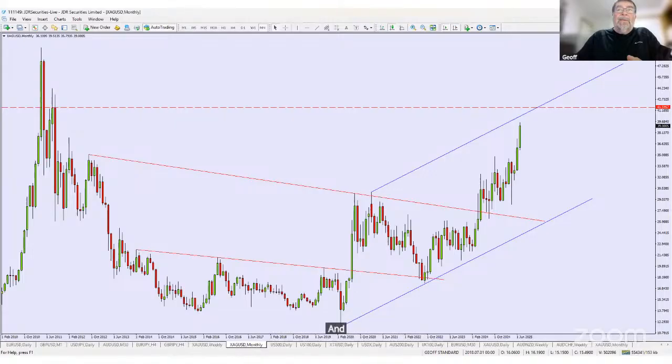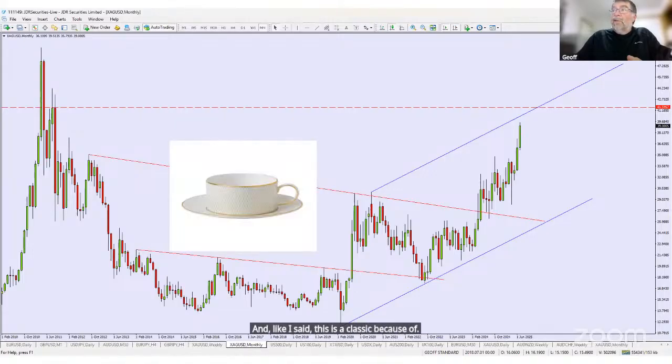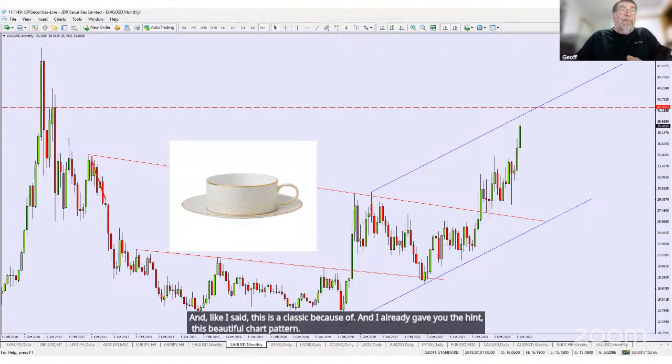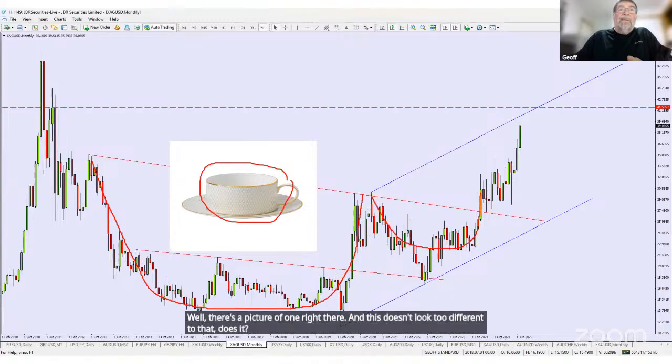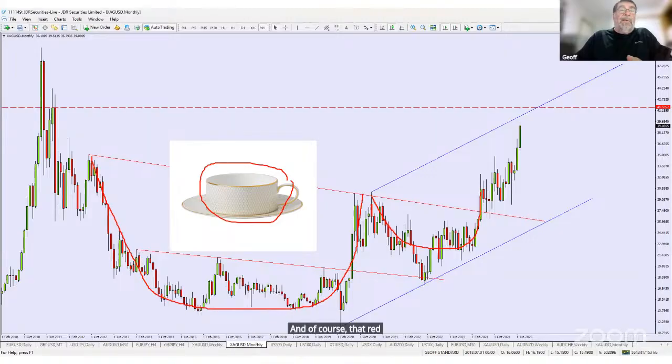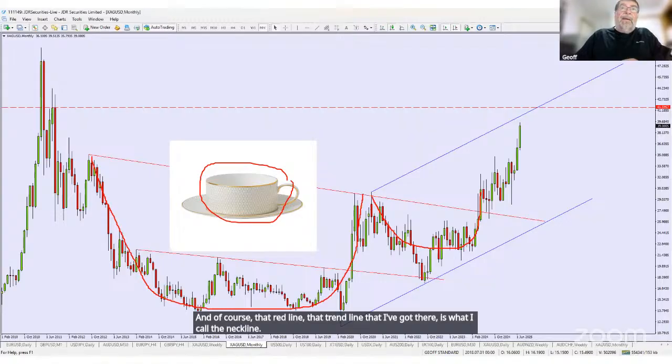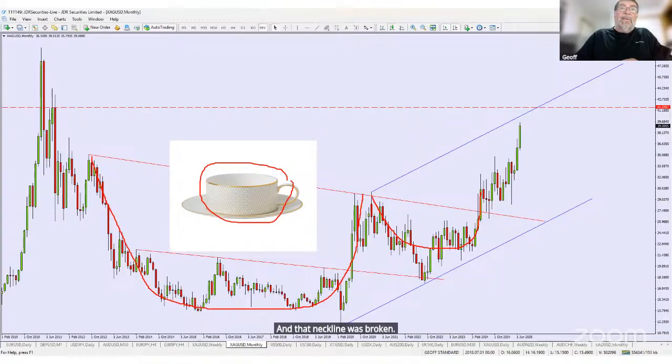And like I said, this is a classic because of, and I already gave you the hint, this beautiful chart pattern. Those of you who don't know what a cup and handle looks like, well, there's a picture of one right there. And this doesn't look too different to that, does it? And of course, that red line, that trend line that I've got there is what I call the neckline. And that neckline was broken and retested here. So beautiful entry on that bar, if you were paying attention.